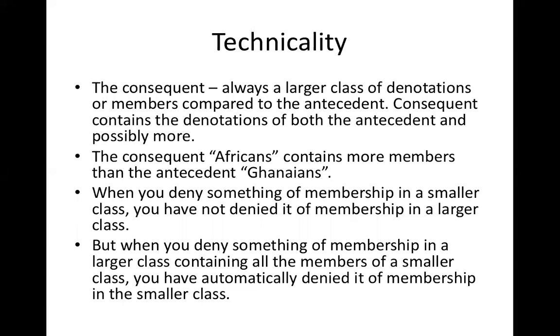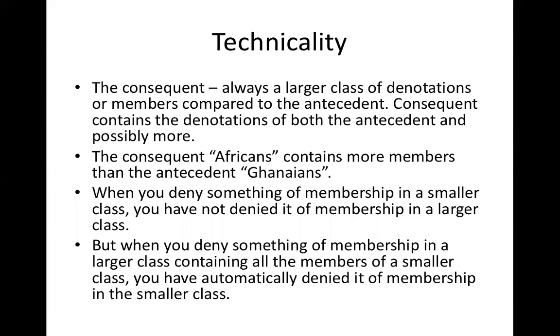Now, because we said the class of Africans is bigger than the class of Ghanaians, if you say someone is not a Ghanaian, you can't automatically say he's not an African, because Africa is bigger than Ghana. Denying someone of being a Ghanaian doesn't necessarily mean denying him of being an African.